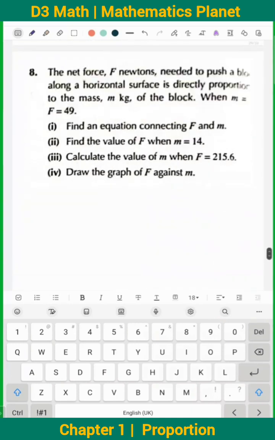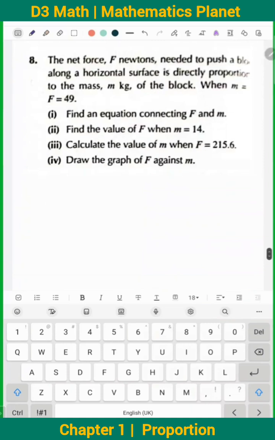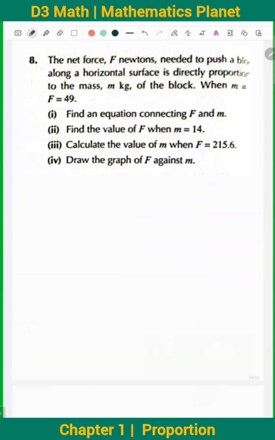Okay, the net force F newtons needed to push a block along a horizontal surface is directly proportional to the mass m kg of the block. When m is equal to what? 5. m is equal to 5, F is equal to 49. So find the equation connecting F and m. So now they are saying the net force F newtons needed to push a block along a horizontal surface. Now F is directly proportional to mass m. So mathematically we can write F equals km.